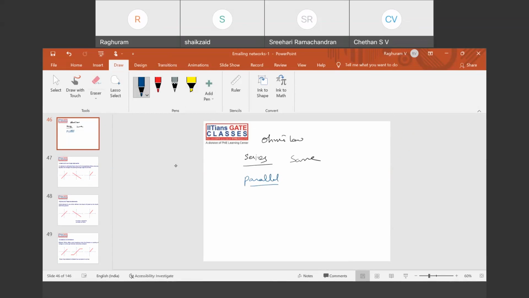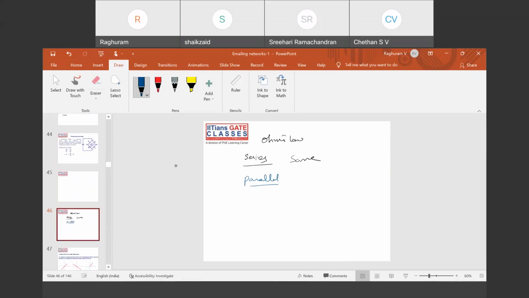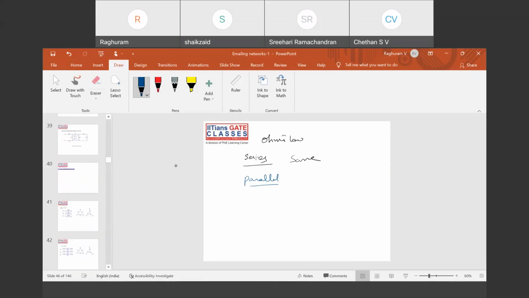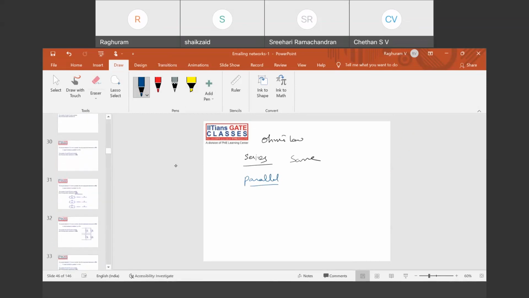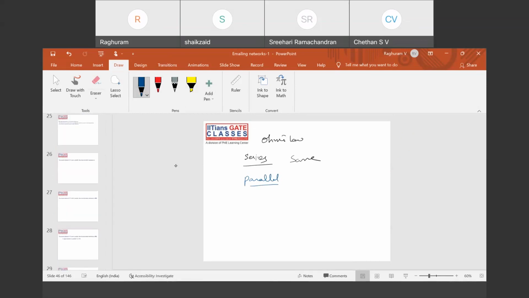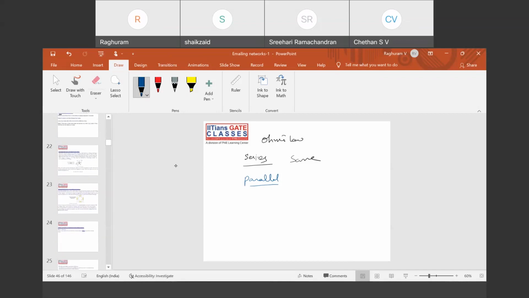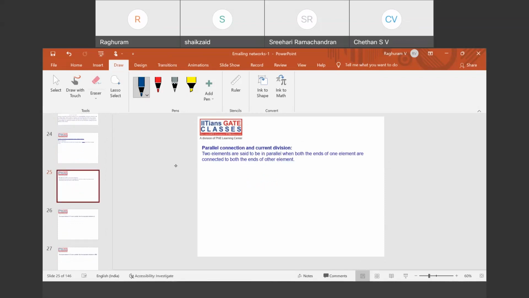No. See the definitions. Let's go with the definition, because sometimes people analyze it differently. This is very important. There are properties of a parallel circuit: current gets divided, voltage is the same, and so on. But the definition is this: two elements are said to be in parallel when both the ends of one element are connected to both the ends of the other element. Then you call them in parallel, any elements, okay?